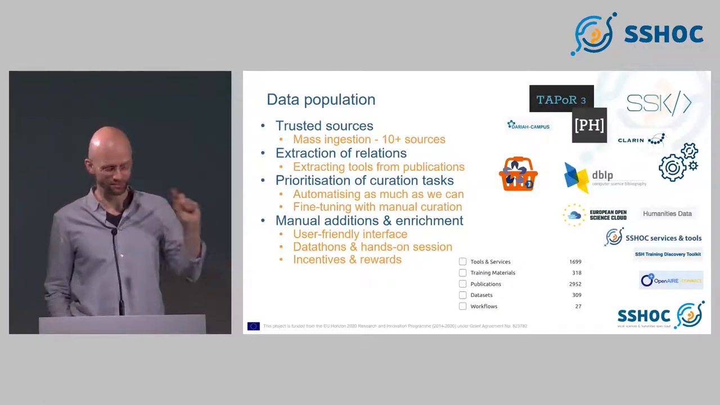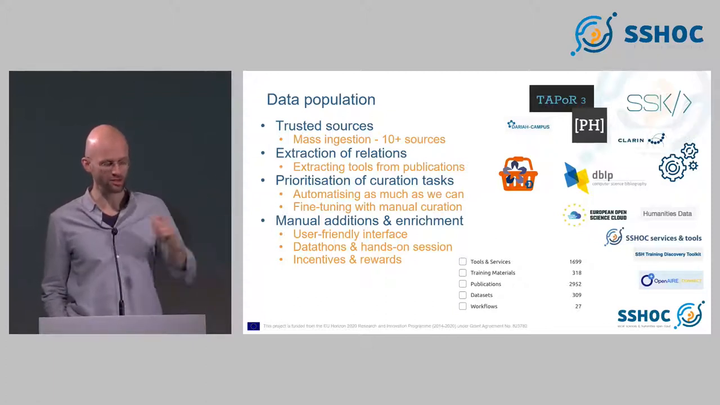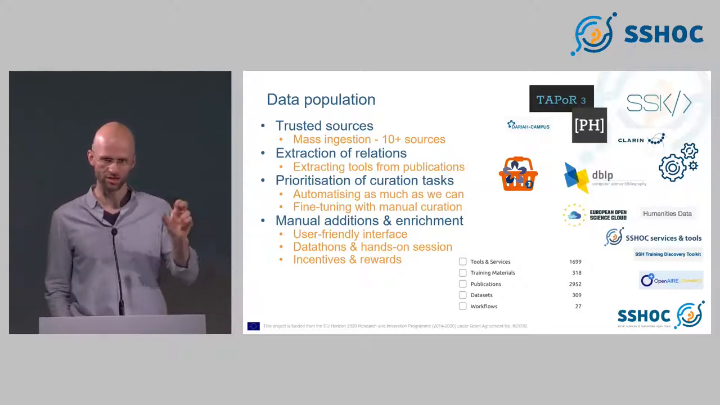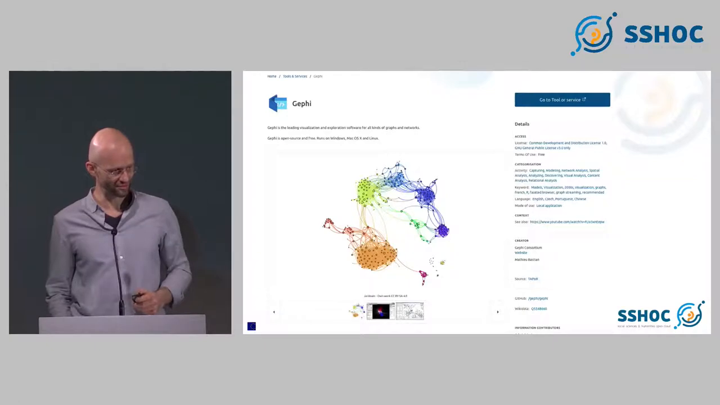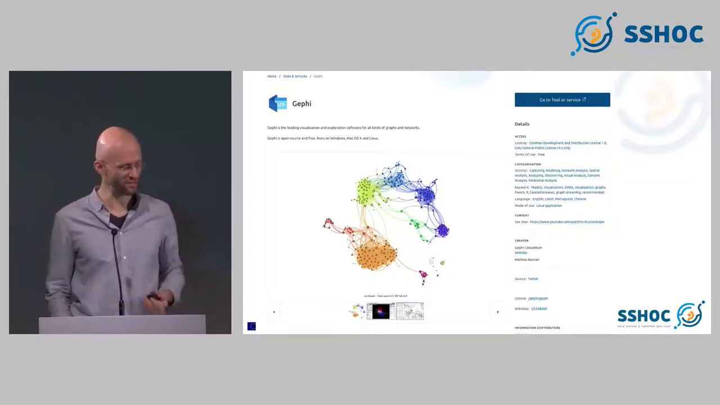And so one type of activity we do in the background is trying to extract relations from publications and then ingest them as additional contextualization in the marketplace. This is an example of our favorite, right from the start, tool, Gephi.